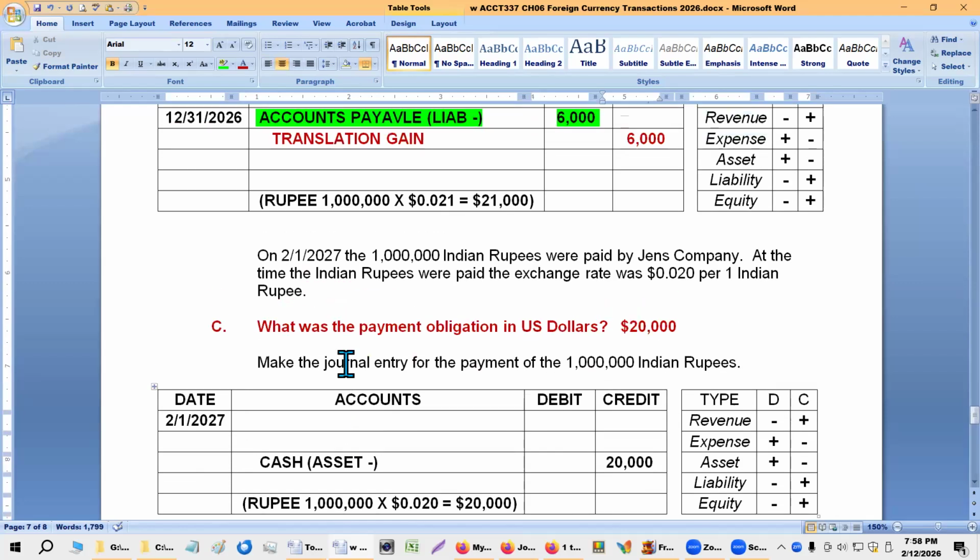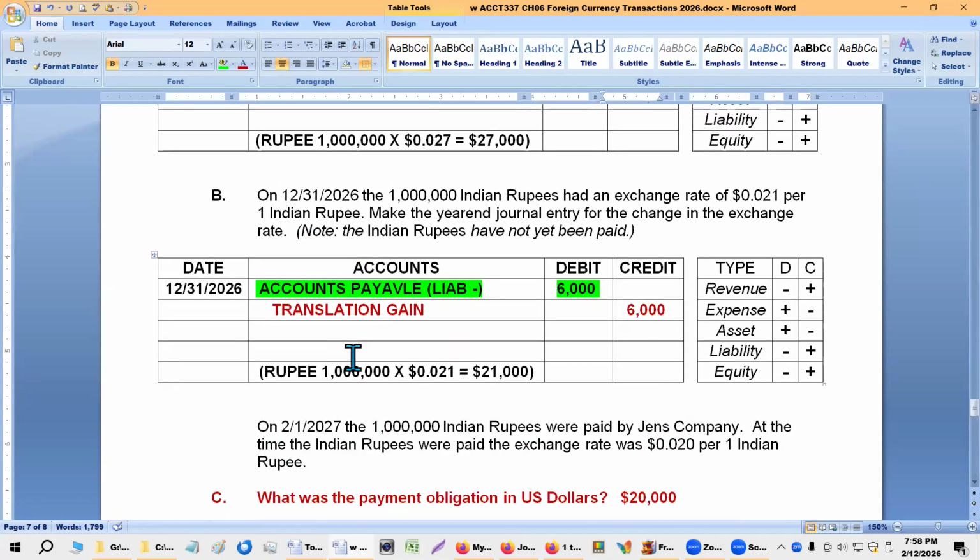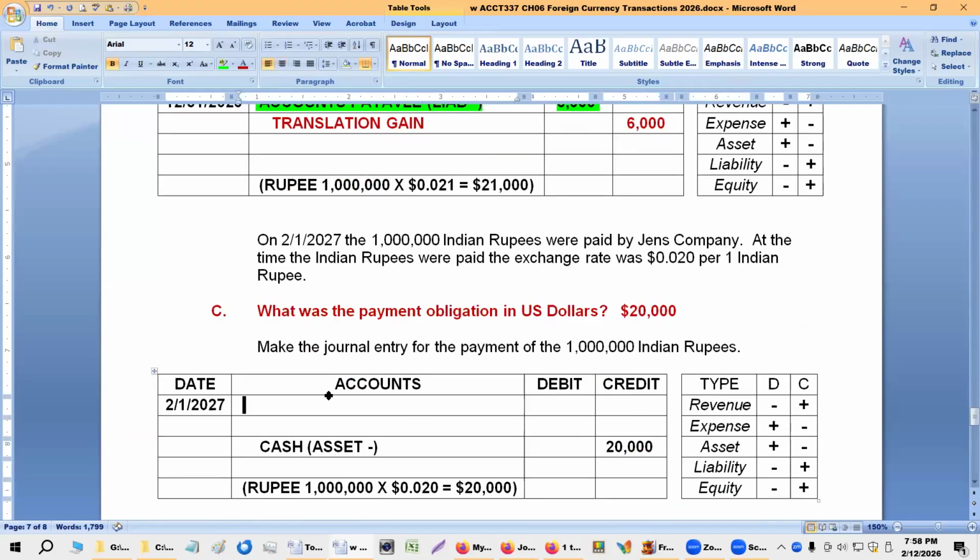Okay, now what? Would it be accounts payable 21,000? Yep. And then translation gain 1,000? Yep. That's it. So we no longer owe them anything. So we're taking the entire liability off the books. And yes, we got out even cheaper.